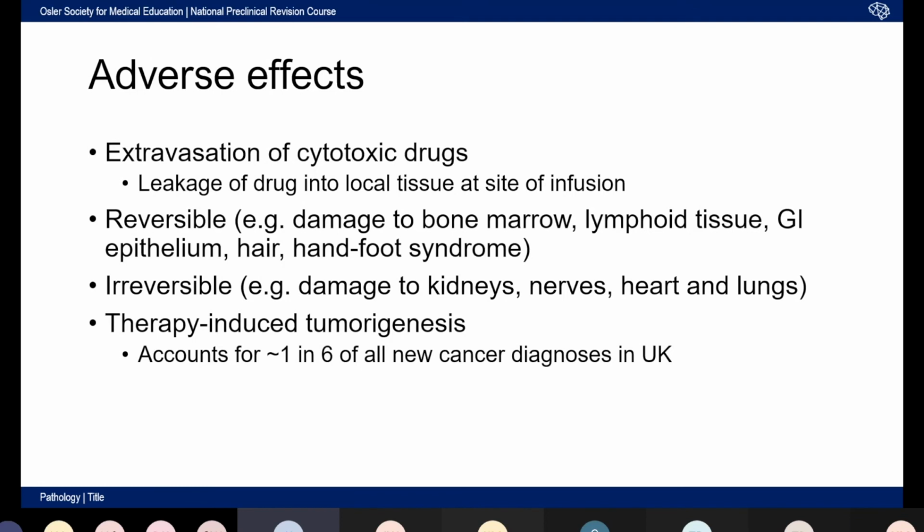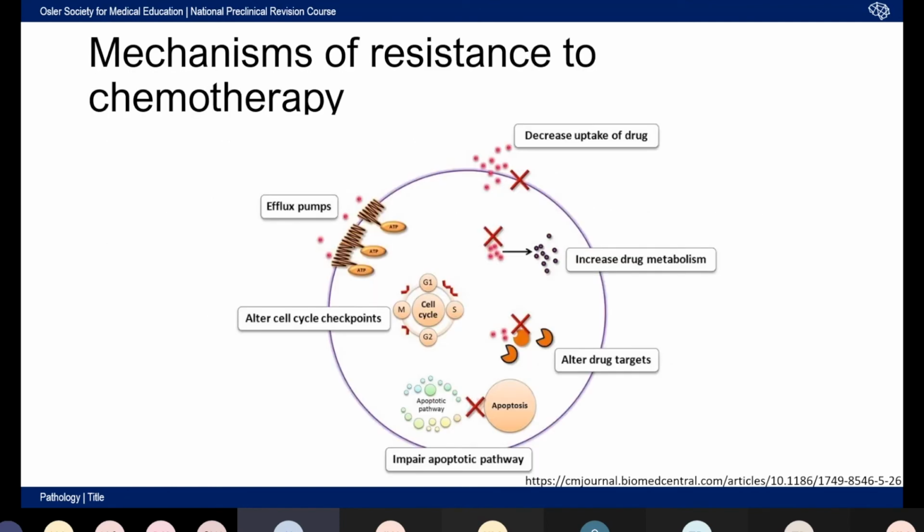And there's also therapy-induced tumorigenesis, which accounts for 1 in 6 of all new cancer diagnoses in the UK. Resistance can develop to chemotherapy, and a lot of these mechanisms are actually quite similar to resistance to antibiotics. So there can be decreased drug entry into the cells, altered expression or mutation of the target enzymes of the drug, improved DNA repair activity. So if the drug is trying to damage DNA, then yeah, DNA repair can be improved. Decreased tendency to apoptosis, so impairing the apoptotic pathways, improved detoxification of the cell, and also drug extrusion, like by using efflux pumps, for example.